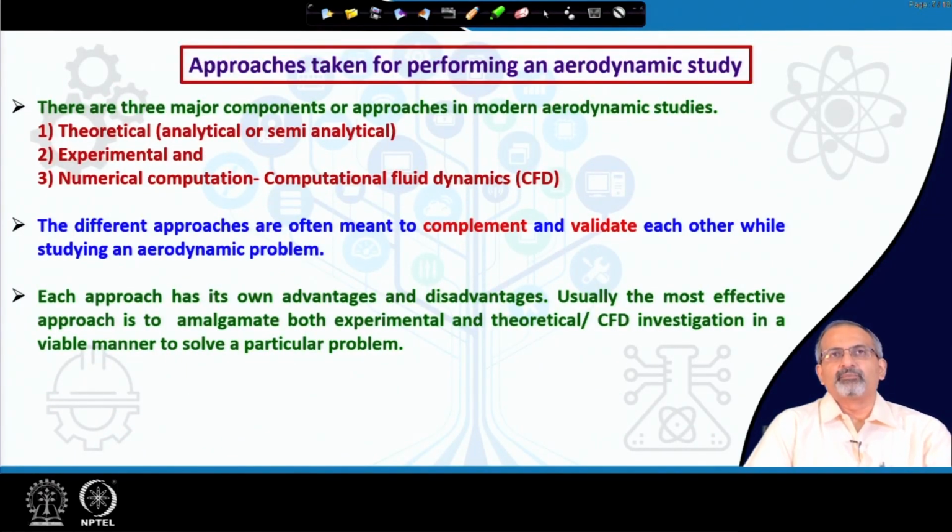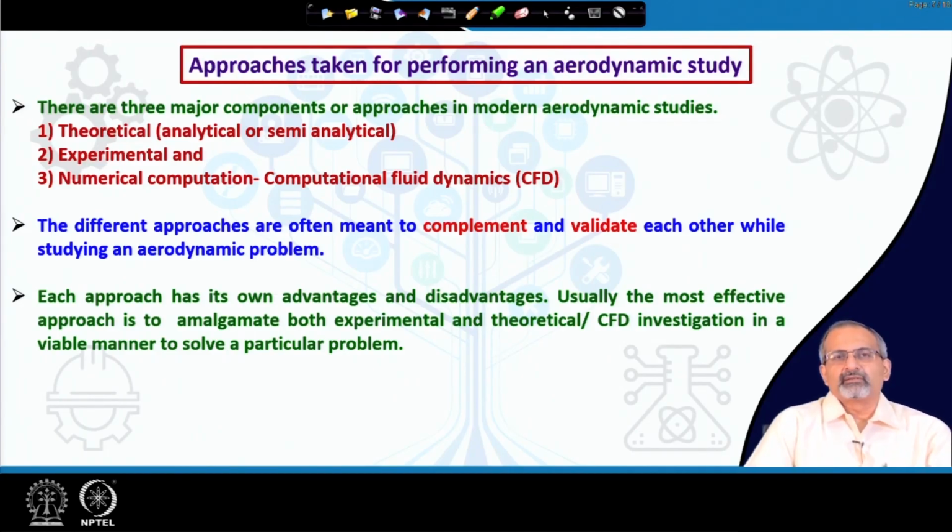Let us briefly look at the approaches that we take for performing an aerodynamic study. We see on top the first point saying that there are three major components or approaches that are taken in modern aerodynamic studies. Number one, theoretical, which includes analytical and semi-analytical means. Number two is experimental, where we make use of wind tunnels and other experimental facilities. And number three, numerical computation, which in modern day parlance is called computational fluid dynamics or computational aerodynamics. The different approaches are often meant to complement each other and also validate each other while we study an aerodynamic problem.